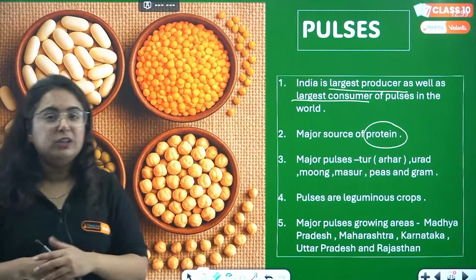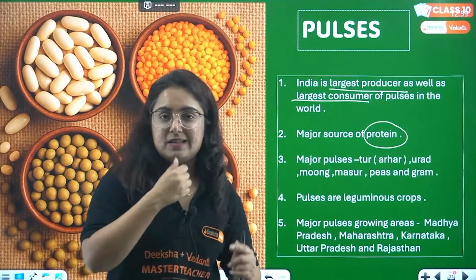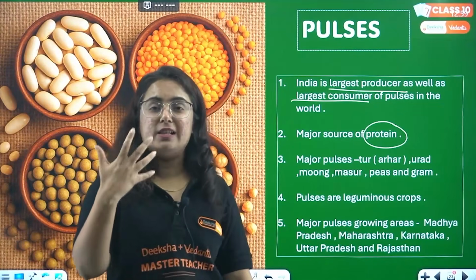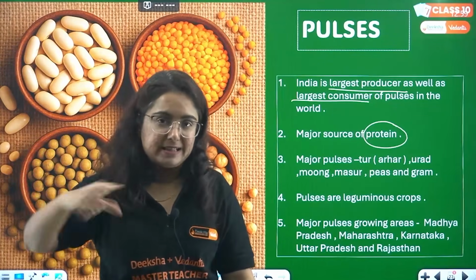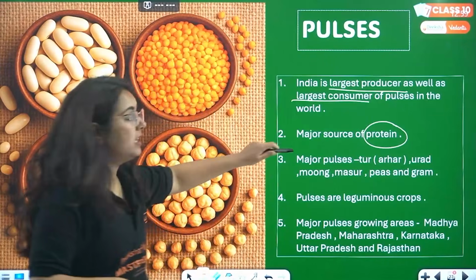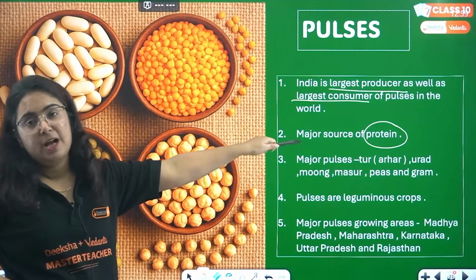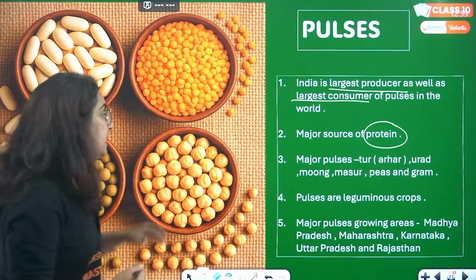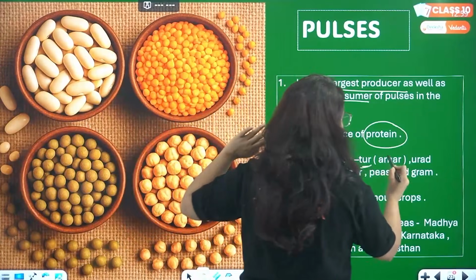Have you noticed that when a child is small and starts eating, what is initially given is the water of dal, basically the pulses? Why? Because it is a high source of what? Protein. Okay? The major pulses are tur dal, that is arhar dal.